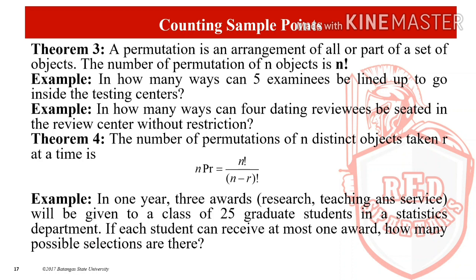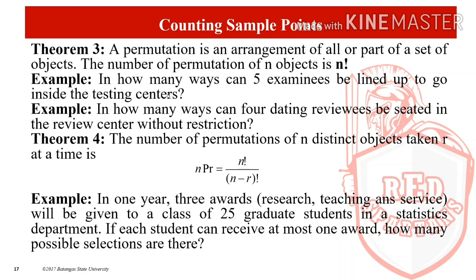So for example, in how many ways can 5 examinees be lined up to go inside the testing center? So, ang gagawin nyo lang, 5 factorial is equal to 5 times 4 times 3 times 2 times 1. So, how many ways? Equal to 120 ways.